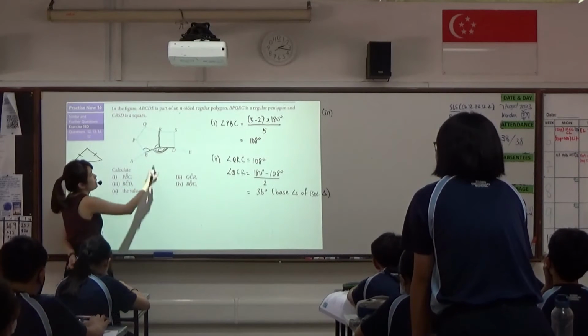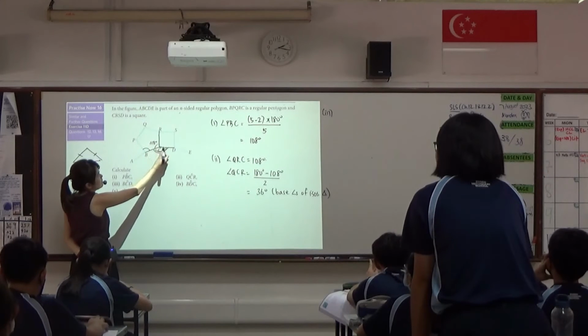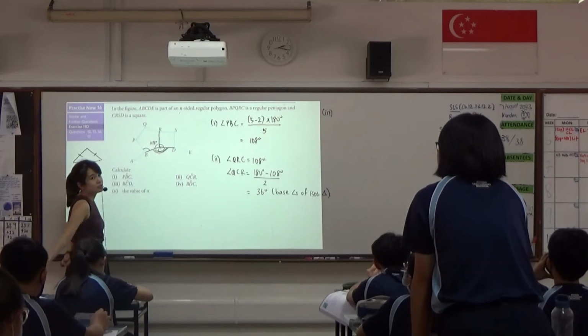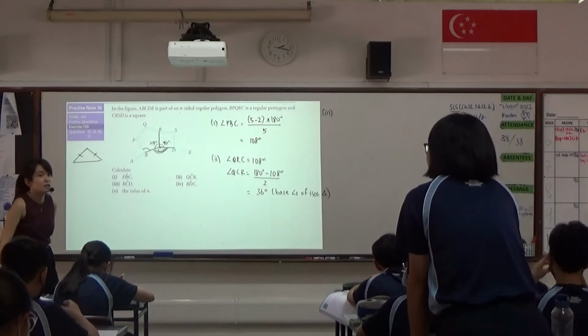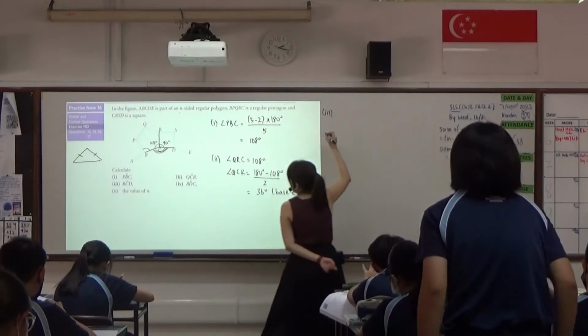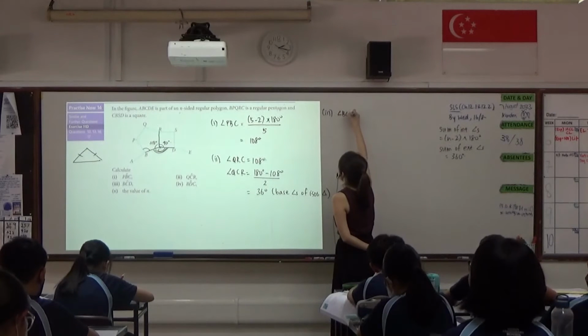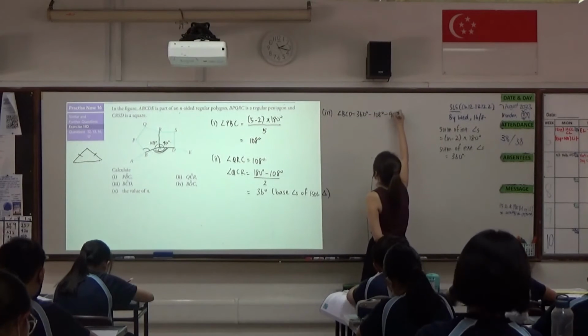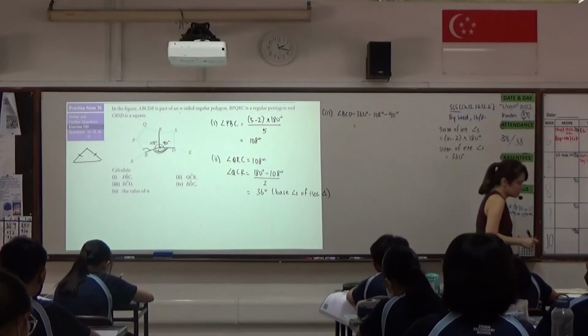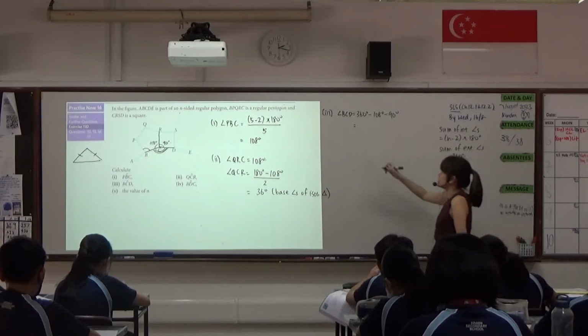The value? 108, okay. What is this angle here? 90. So how do we find angle BCD? Angles at a point. Thank you. Okay, so angle BCD will be 360 minus 108 minus 90 degrees. Using angles at a point, we get 162 degrees.